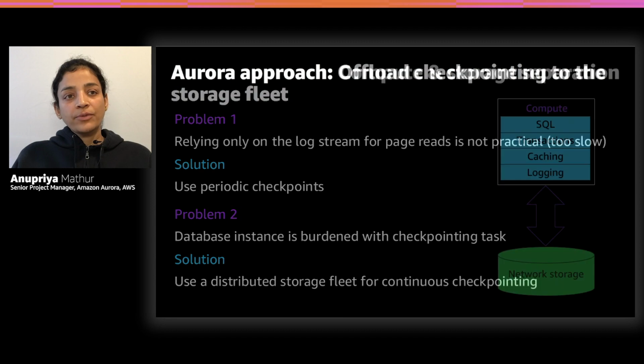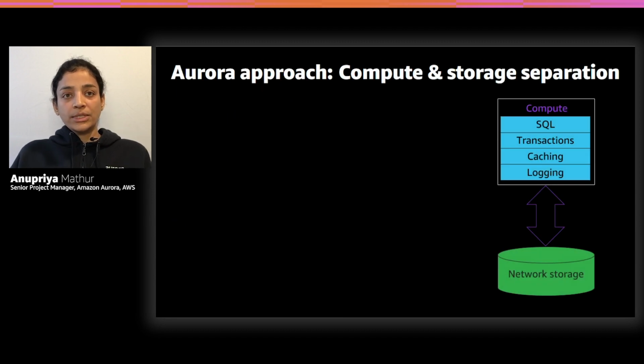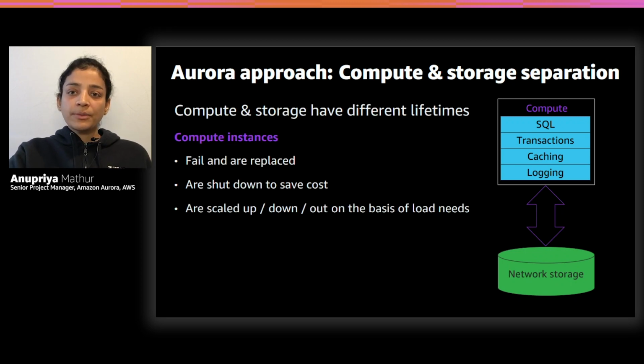The second thing that we thought differently about Aurora was that we separated compute and storage from each other. Just like we saw in the traditional databases, the storage is attached to a compute node. But in Aurora, we said that if you think about compute and storage, they have different lifetimes. Your compute is more volatile: it can fail, it can be replaced. Sometimes, customers would switch off their compute in order to save on cost. You can scale it up, scale it down based on your requirements.